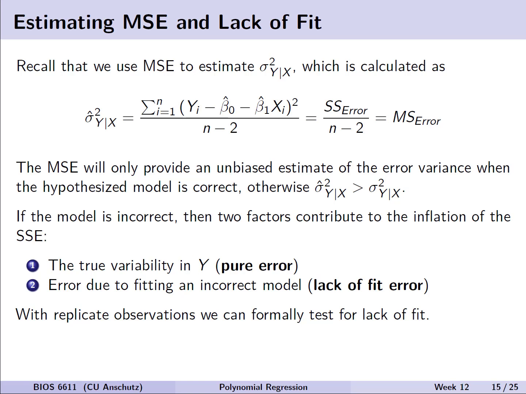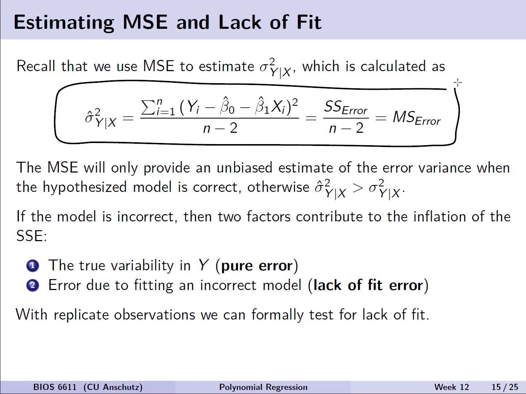We use that to come up with our estimate of sigma squared y given x, or the variance of y given our predictors x. We previously noted in the context of simple linear regression, we have this framework for our formula where we can take the sum of our observed outcome minus the predicted outcome squared divided by n minus 2. However, we also know the MSE will only provide an unbiased estimate of the error variance when the hypothesized model is correct. Otherwise, our estimate will be larger or inflated relative to the true variance.